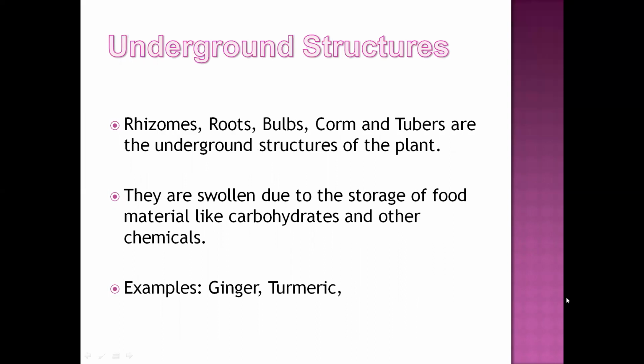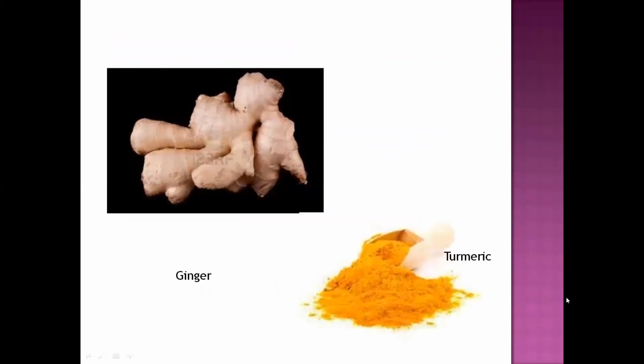Then comes the underground structures. Underground structures means the modification of stems like rhizomes. Underground there are roots, bulbs, corms, and tubers. These are the underground structures of the plant. And all underground structures are swollen. Like you have seen the potato, it is also swollen. Ginger and turmeric are rhizomes. They swell due to the storage of food materials like carbohydrates and other chemicals in them. The examples of the underground structure are ginger and turmeric.